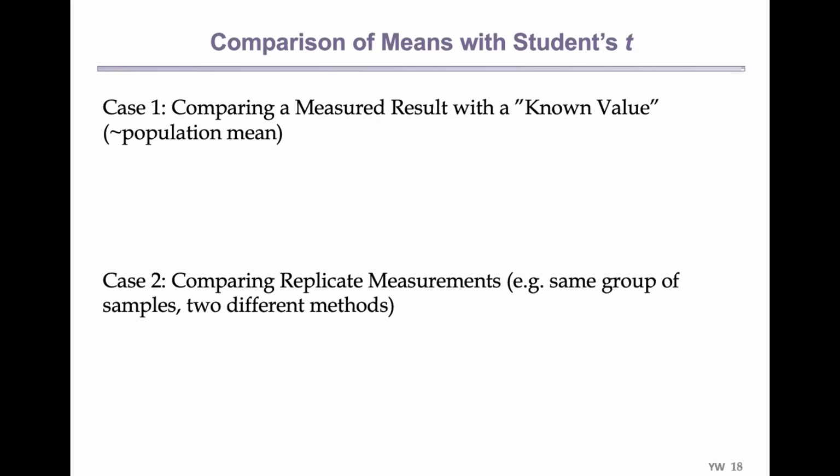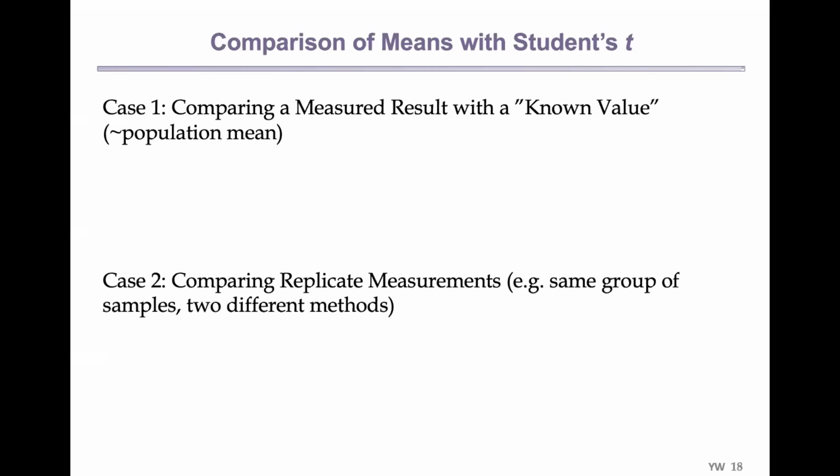But from your side, you don't know the actual value. You just do the measurement and you get, for example, 3 measurements, and you can calculate the mean and standard deviation. And how do we compare your measured value to the known value from the GA? That's the first case. So you're comparing one measurement to a known value.